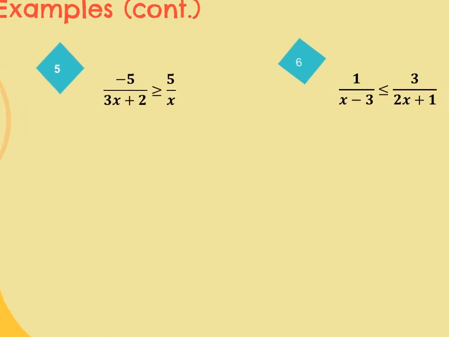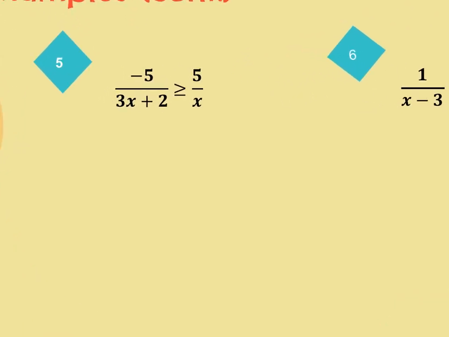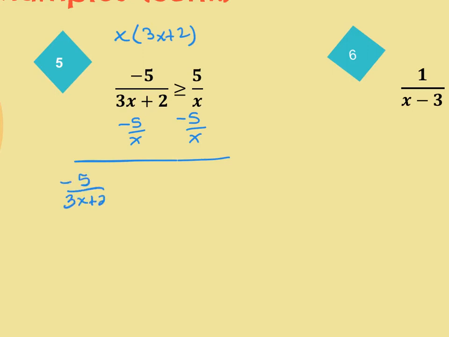Number 5 gets a little bit more complicated because now we've got a common denominator that's actually going to be x times 3x plus 2. It's going to be both of these. So again, I need to move this over first. If you wanted to move the other one over the other way, you could have, but I'm just going to go ahead and move it over. That's what I've been doing consistently here. So negative 5 over 3x plus 2 minus 5 over x greater than or equal to 0.